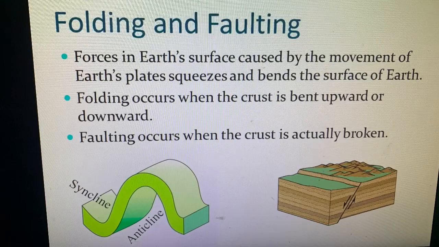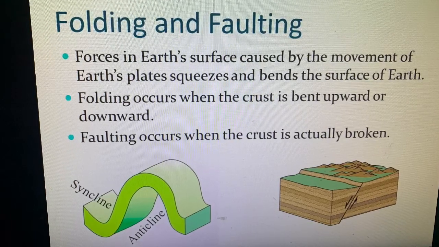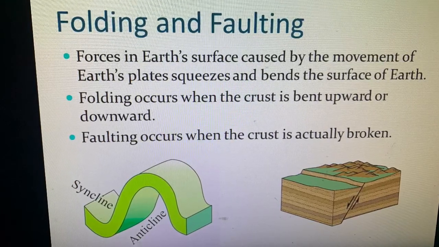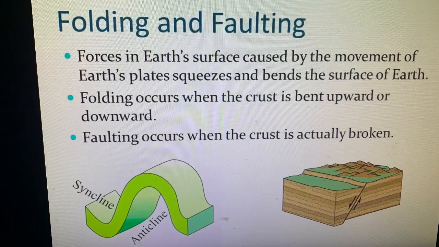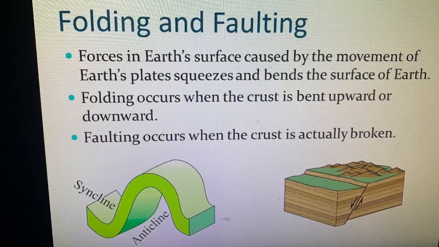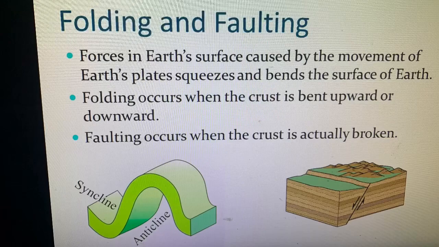So when we talk about folding and faulting and things like that, what we have to realize is the forces that we're talking about. Okay, one is when the crust is bent upwards or downwards, and the other one is when the crust is actually broken.